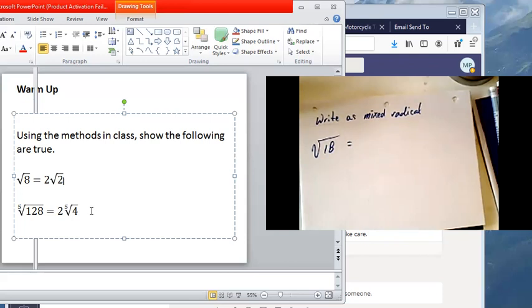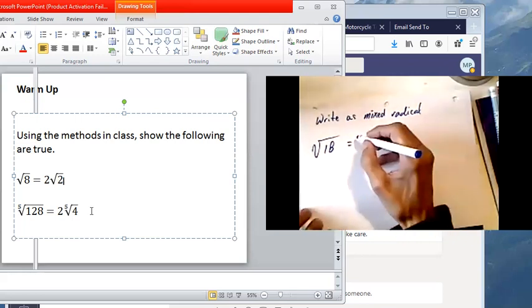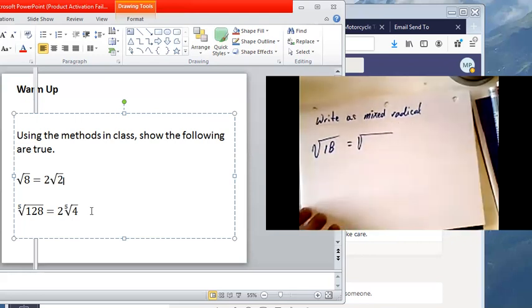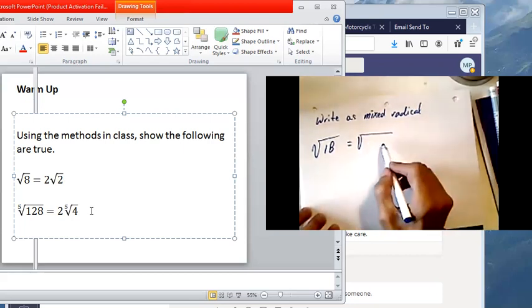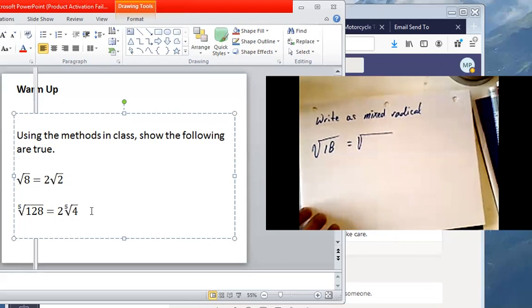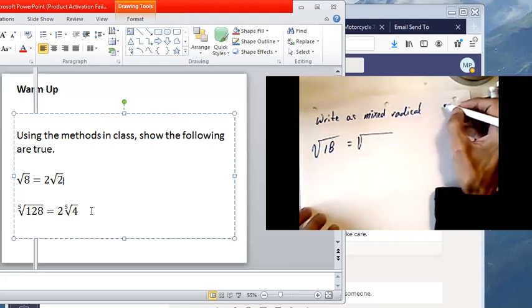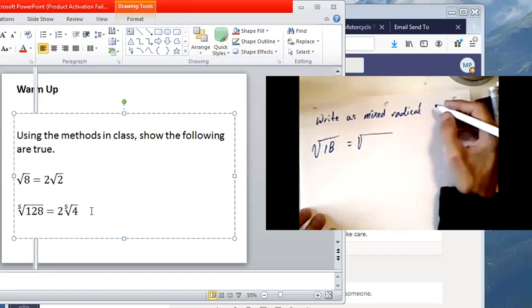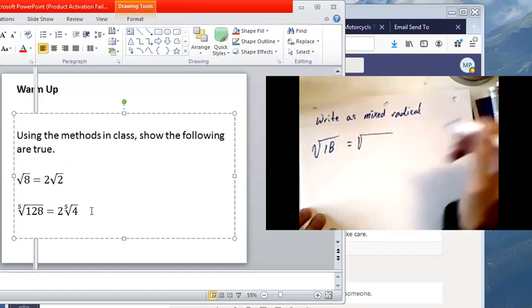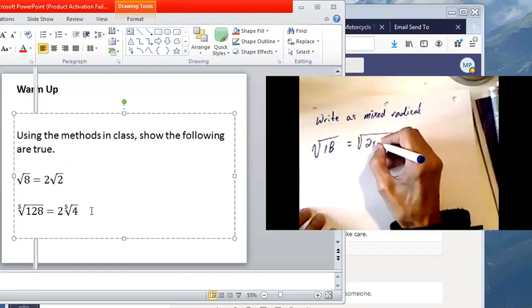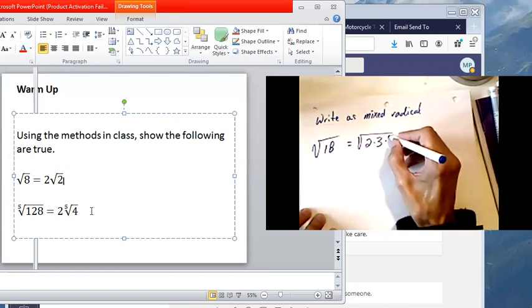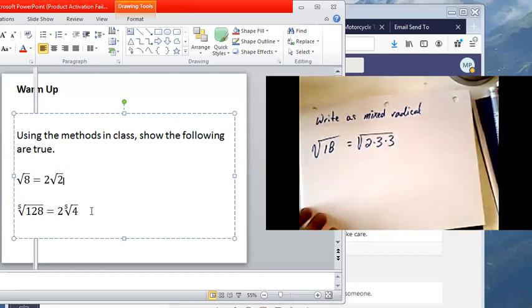Okay, so because it's a square root, you want to rewrite this with a square number. So 2 and 2. Try it again. 2 times 3 times 3. Yeah, Shado saved you there, Haneen. Okay. Good. 2 times 3 is 6, times 3 is 18.